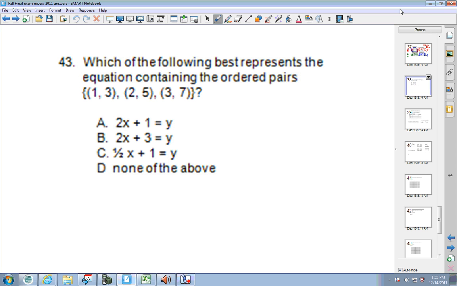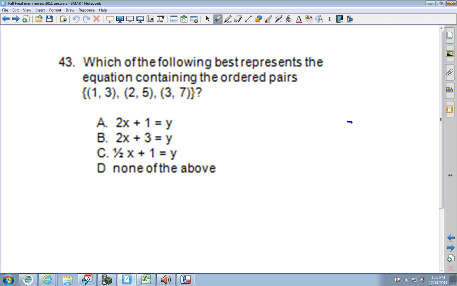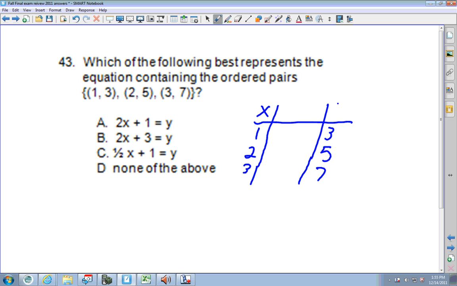This is the last part of the fall final exam review. This question asks, which of the following best represents the equation containing the ordered pairs? Well, you could go through if you wanted to and build a table and put in your points: 1, 3; 2, 5; and 3, 7. Remember, you have your x and your y.